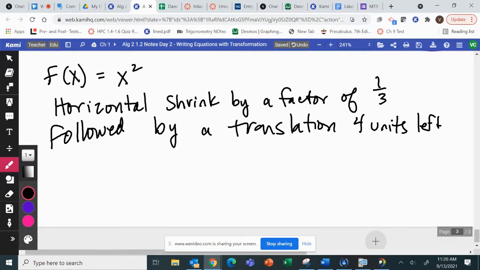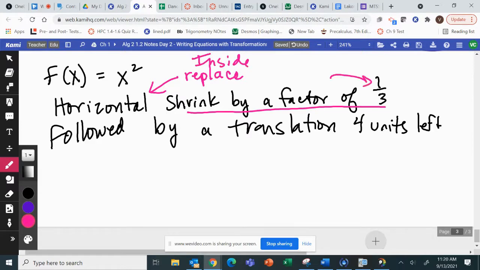We're going to start at f of x equals x squared. So what do we have to do first? What we're replacing x with. Well, both of them are horizontal transformations, but the one we have to do first is the one that comes first in the sentence, before the words followed by. We have to do the shrink by a factor of 1/3 first. Because it's horizontal, it's the replacing kind. It's the inside. And because it's horizontal, we have to use the reciprocal because we do the opposite operation.